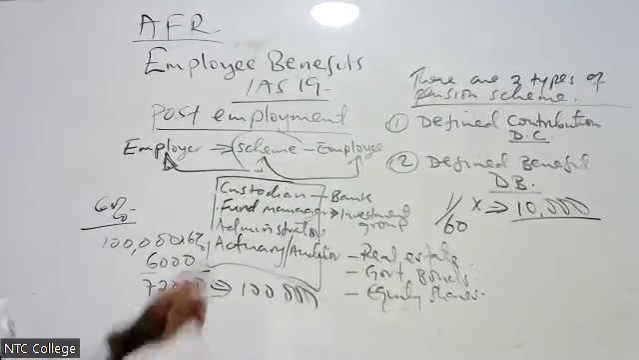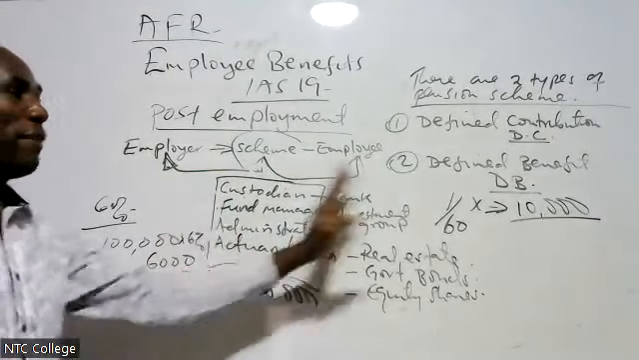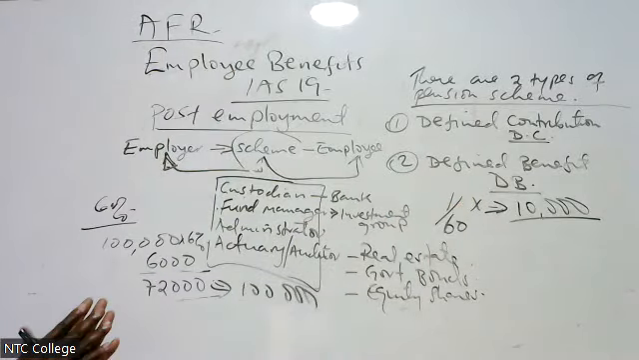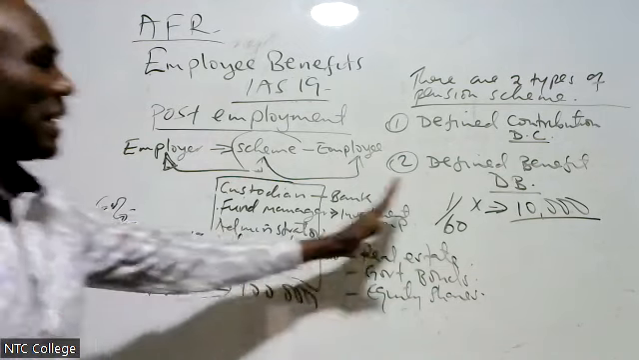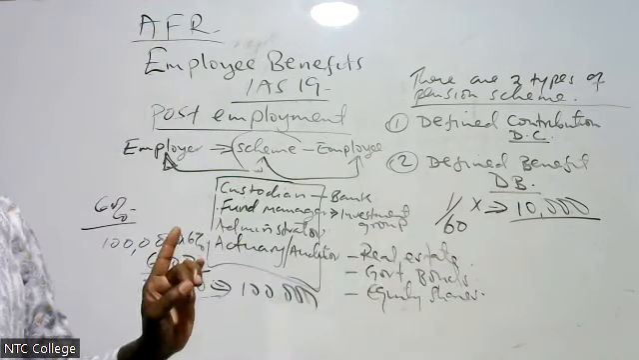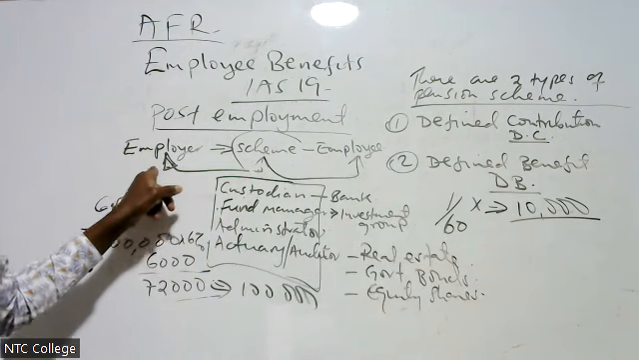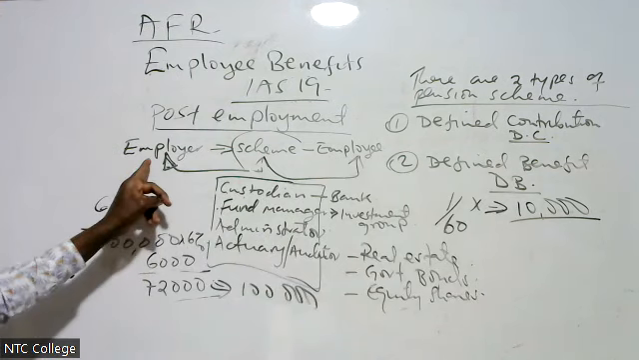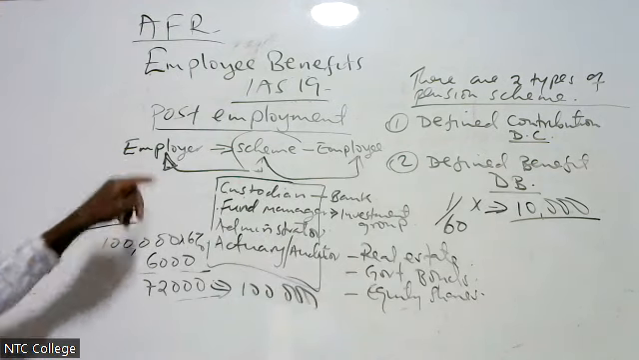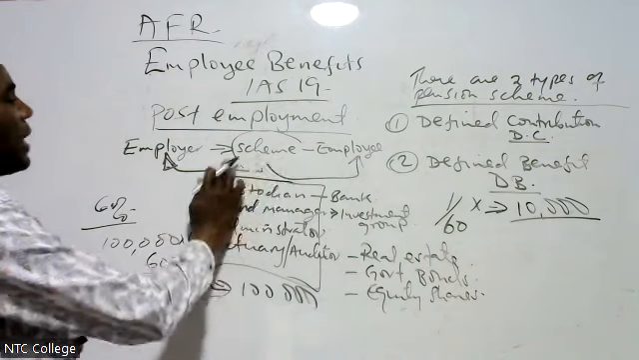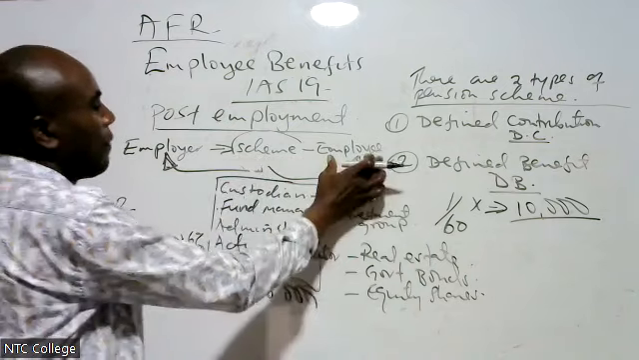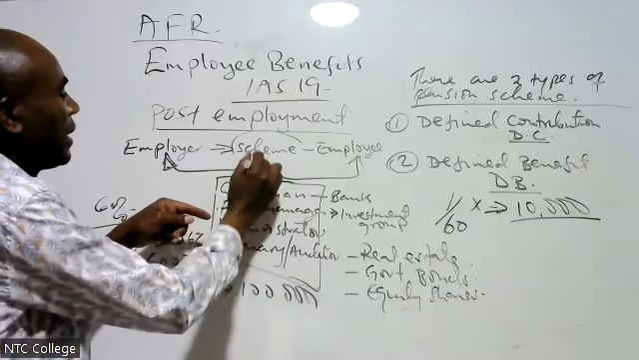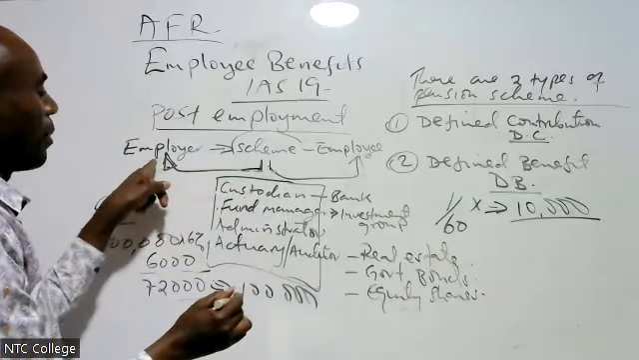Now, under defined benefit, listen very, very carefully. Under defined benefit, the risk and the liability lies on the employer. Why? Because the employer is taking money to the scheme for the benefit of employees. Therefore, whatever the scheme is doing is a concern of the employer.